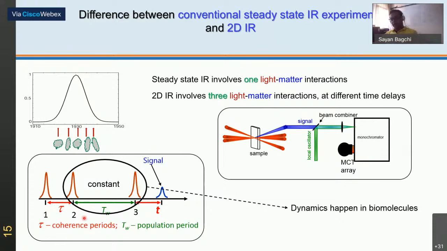So in 2D IR, we can vary the time delays. The delay between the first and second pulse is normally denoted as tau, the coherence period. That is where the coherence happens. Then the second interaction stops the coherence and creates a population, and this is called the waiting time. That means we wait a certain amount of time before bringing the third pulse. It's also called the population period. After we bring the third pulse, there is another oscillation, the final oscillation, and then we have a signal that is emitted because of these oscillating dipoles. This signal is sprayed in a monochromator and detected by an IR detector.